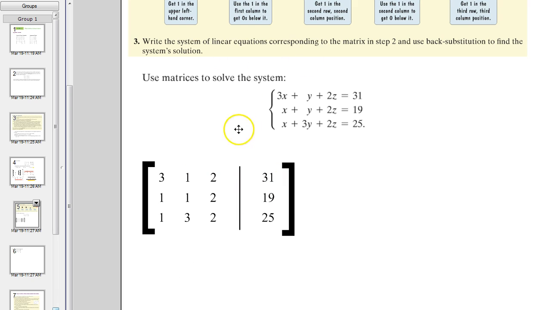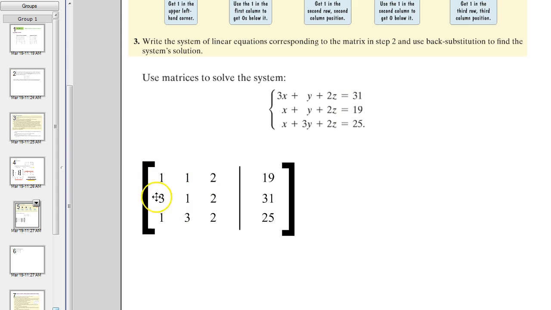But remember the other things you can do. You don't have to divide this by 3 to get a 1 there. You can also row swap. So I could actually take this middle row here and I could swap it with the top row. So I could put the second row on the top and the top row in the middle. So that could be my first step.